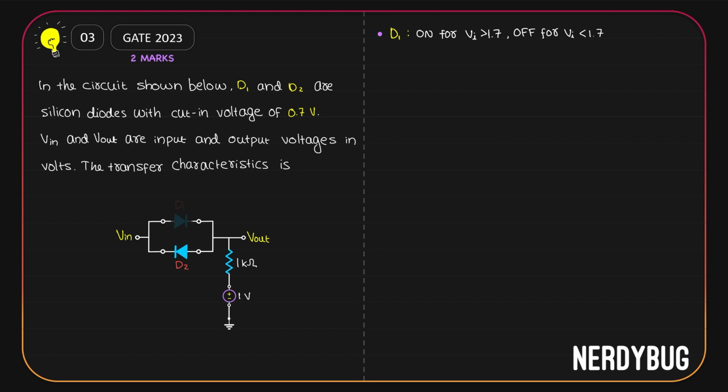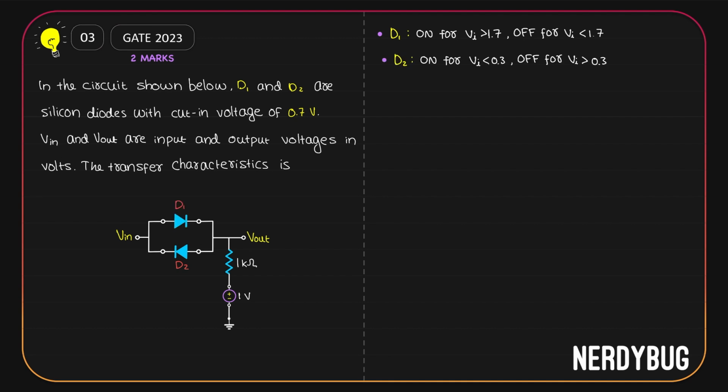Now let's forget about D1 and check out D2. D2 will also get 1 volt over here, but it is on its P side. So D2 will be on as long as the potential on its N side is less than 0.3 volt. Potential on its N side is the input voltage. So we can say D2 will be on as long as the input voltage is less than 0.3. Otherwise it will be off.